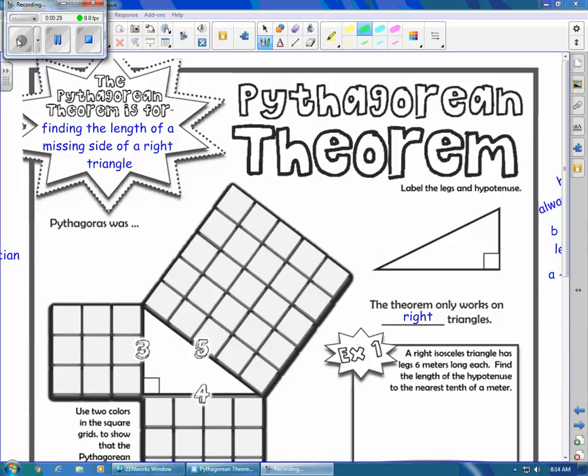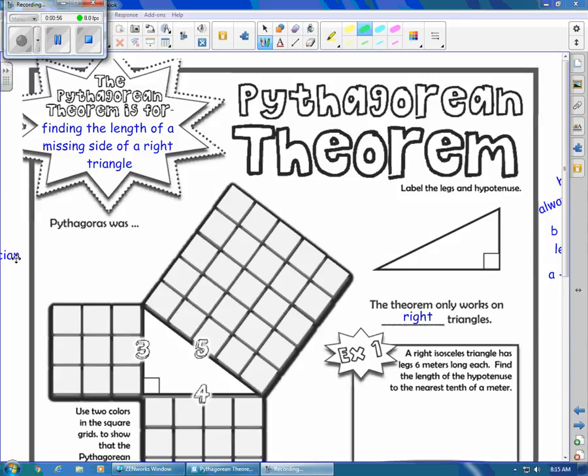So, what is the Pythagorean theorem? The Pythagorean theorem is for finding the length of a missing side of a right triangle. So we're only going to be looking at right triangles for the next week or so. And a right triangle, of course, has one right angle in it, so one 90-degree angle. It's shown by having a little box in the corner, like here. So that is my right angle of this particular triangle.